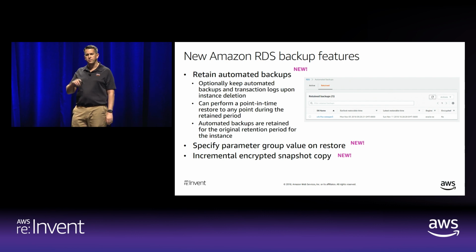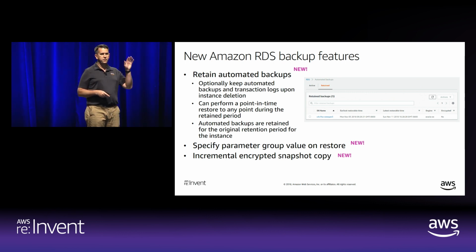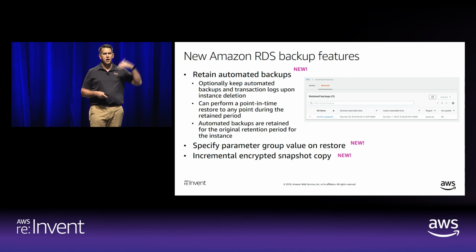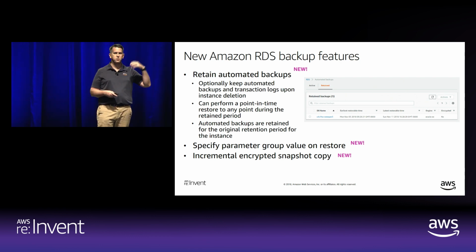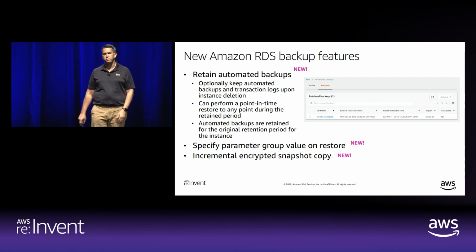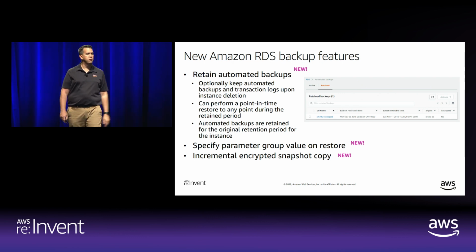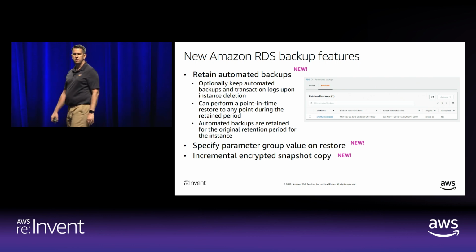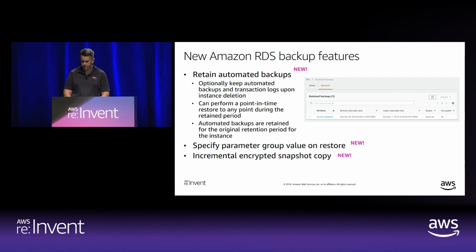And the last one is important for people who are using another region for disaster recovery purposes, and that's incremental encrypted snapshot copy. So if you've got an encrypted instance and you're doing backups, if you copy those backups to another region, it's done on an incremental basis. So only the blocks that have changed since the last time you took that backup are copied. So it really reduces the size of the backups in the other region, which you're going to be charged for. So if you're using encrypted databases, you can copy those across and just get the benefits of incremental storage. I'm going to show you really quick how this works. Let me switch back over.